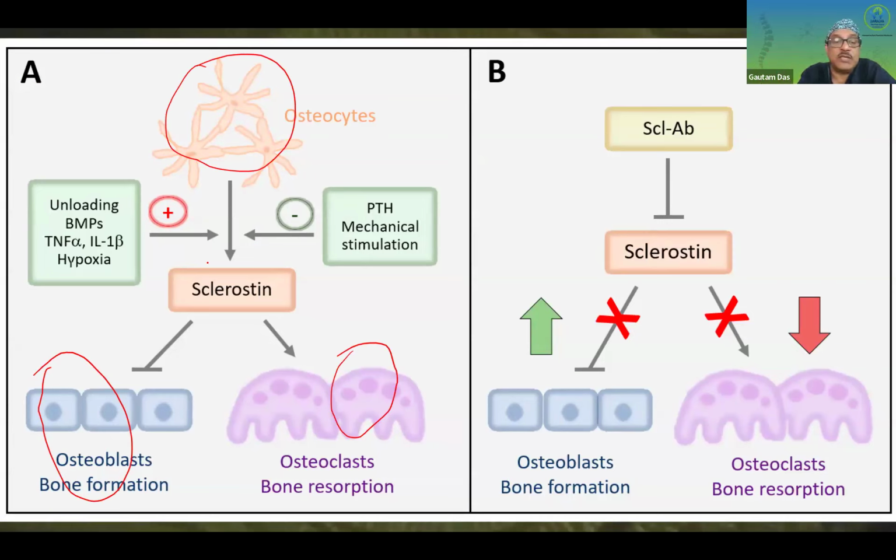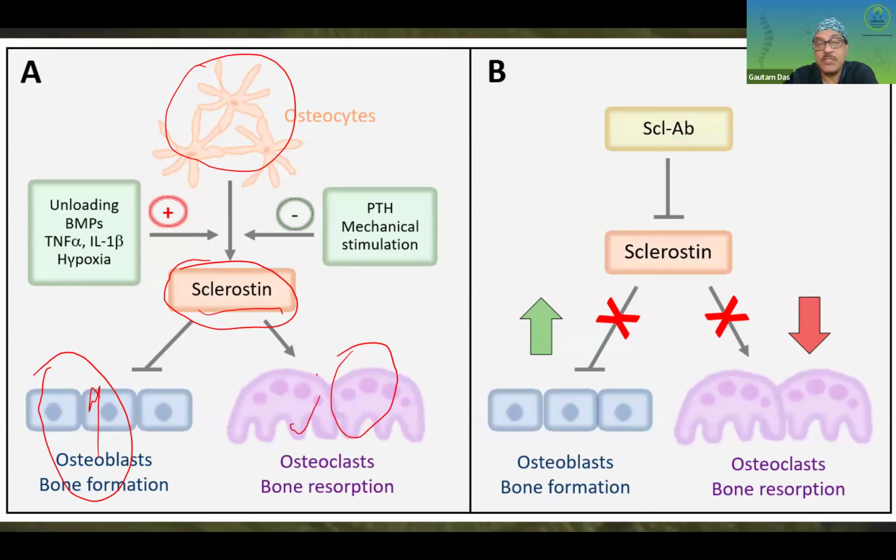Another very important pathway is the sclerostin pathway. The sclerostin pathway is basically the newer target for osteoporosis management. What happens? Sclerostin is stimulated by the osteocytes, and it prevents osteoblastic activity. Osteoblastic activity is prevented by sclerostin, whereas sclerostin causes more RANKL formation so that osteoclastic activity is increased.